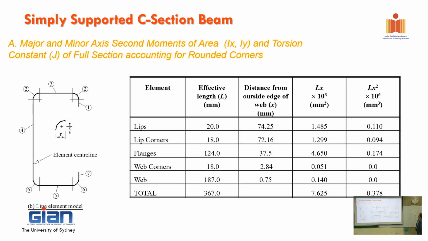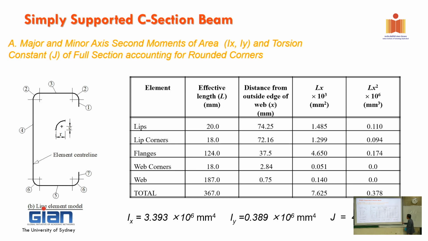Now, first we do exactly the same. I want to repeat again how we're going to do it. The procedure is exactly the same. You break the section into a series of elements, and then based on the geometry, you can calculate the IX, and IX, IY. And then based on the idealized section with square angle, you can calculate the centroid, the location of centroid and shear center.